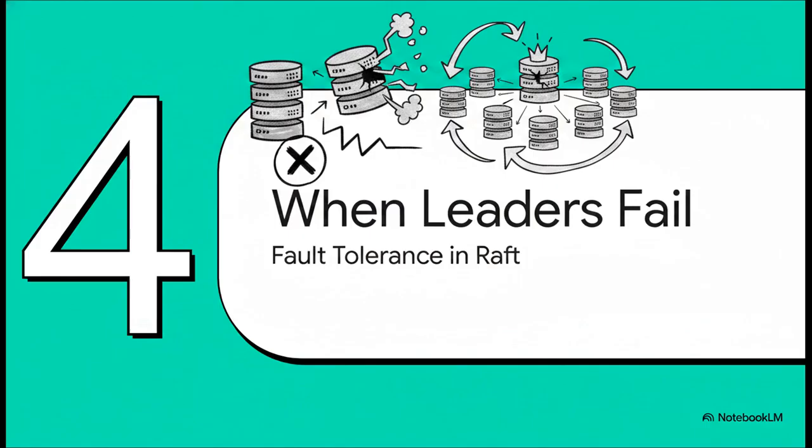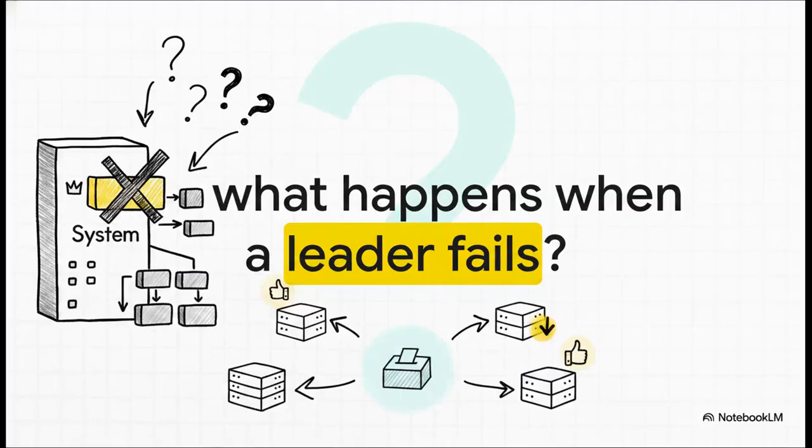So we have to ask the most important question: what happens when that single point of authority, the leader, crashes or just disappears? Well, the answer is the election mechanism that's built right into Raft. You see, a system with a single leader is only as good as its ability to replace that leader when it fails, so let's see exactly how that works.